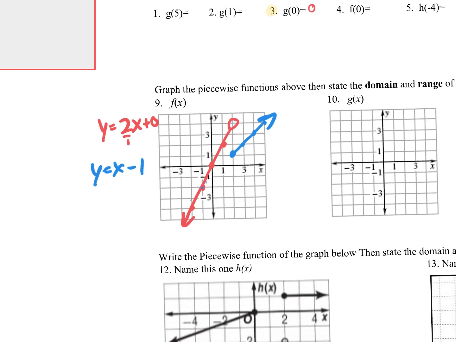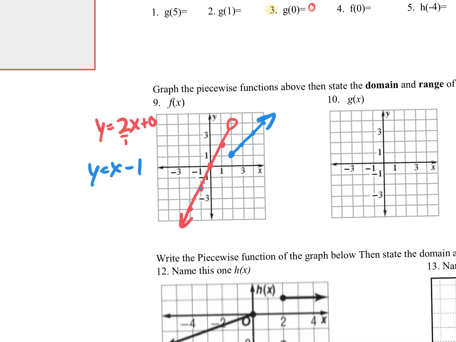What about the domain and the range? This one's pretty easy. Does the entire piecewise function go to the left and to the right forever? Isn't that right? So we would say x equals all real numbers. Now here's an interesting fact, ladies and gentlemen. It's all real numbers because every single x value is accounted for. There are no gaps. Now what do I mean by that?